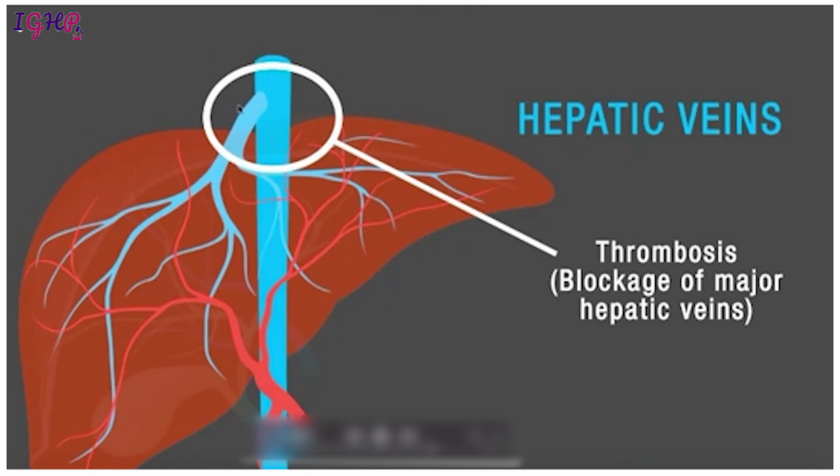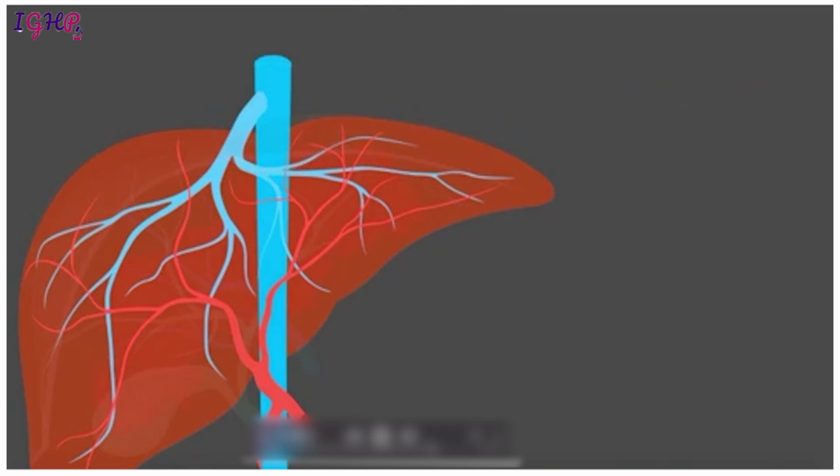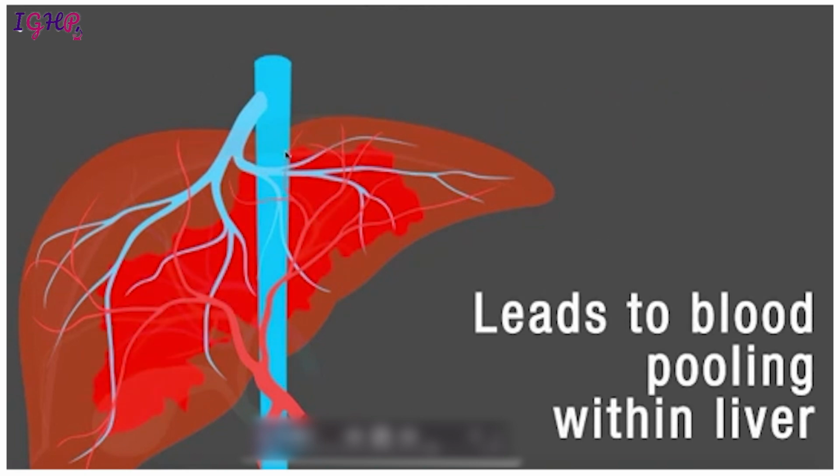Now what will happen once these veins get blocked, the blood cannot flow out of the liver, and if the blood cannot flow out of the liver, it is going to be retained within the liver, and this will lead to pooling of the blood within the liver. So blood cannot go out through these major veins, and then it is going to be accumulated within the liver.